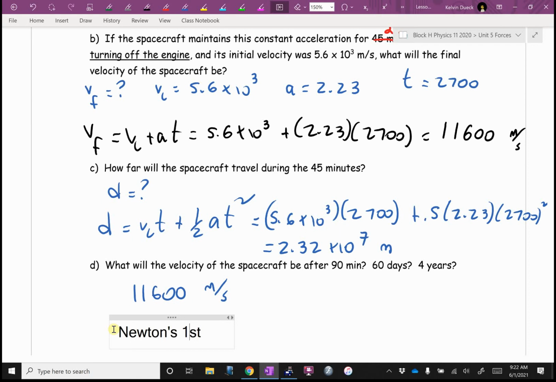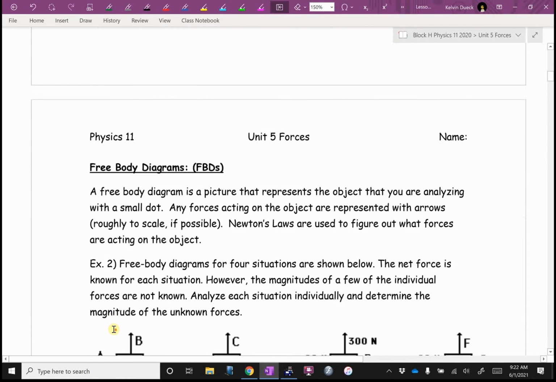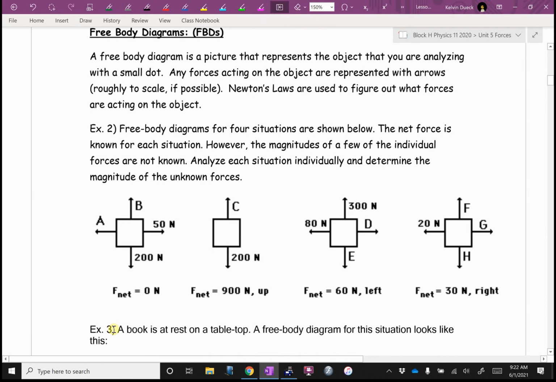True weightlessness is you're in the center of the universe and there's no gravitational fields around you. That's what we mean by true weightlessness. But then there's apparent or fake weightlessness. We'll talk about that, but not today. That was a bit of review. Now let's get to today's lesson.